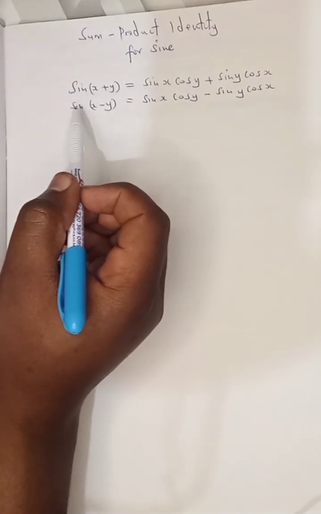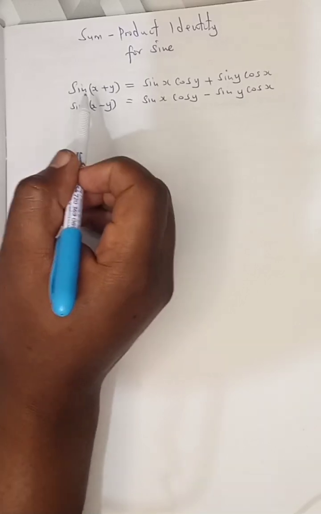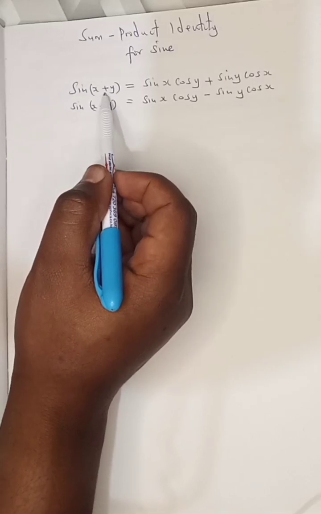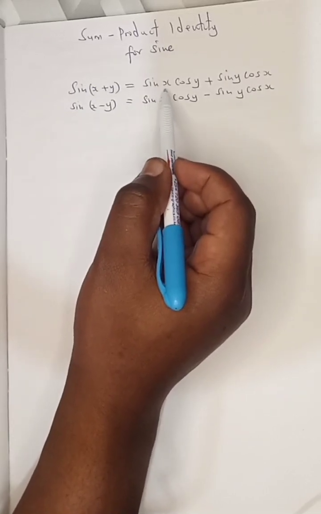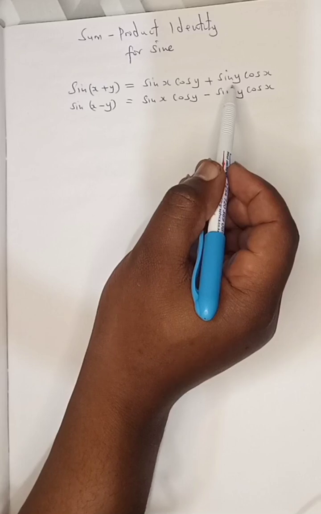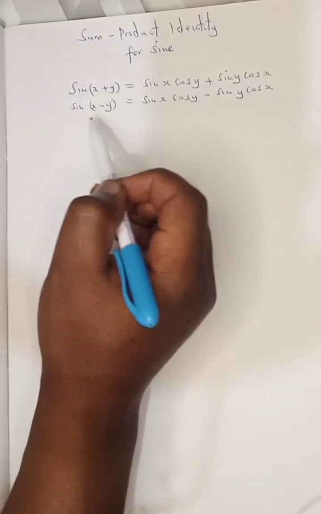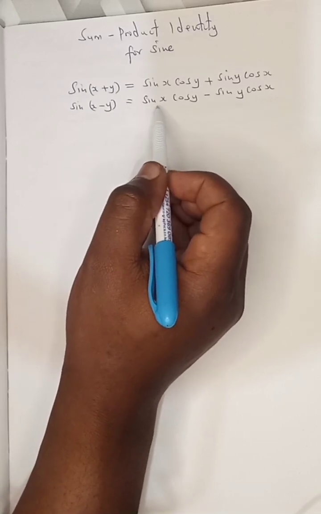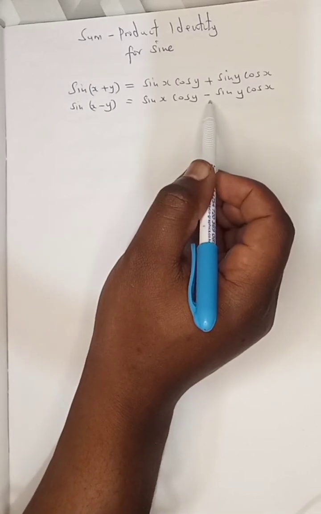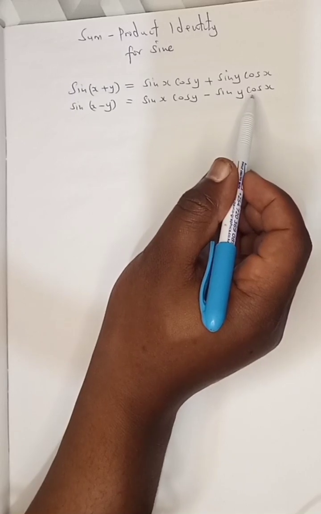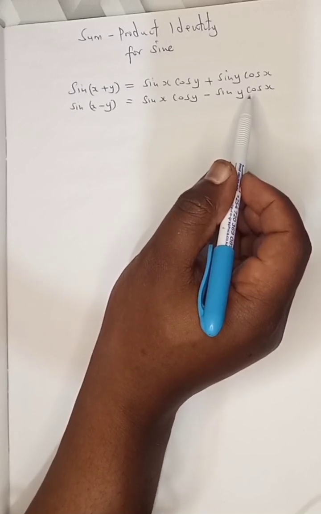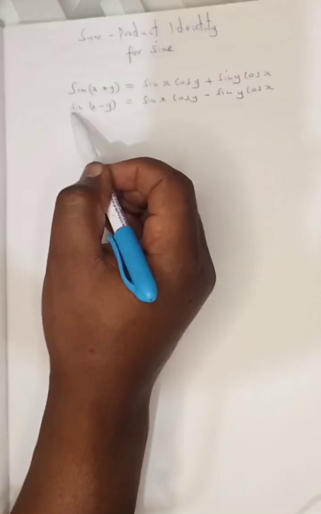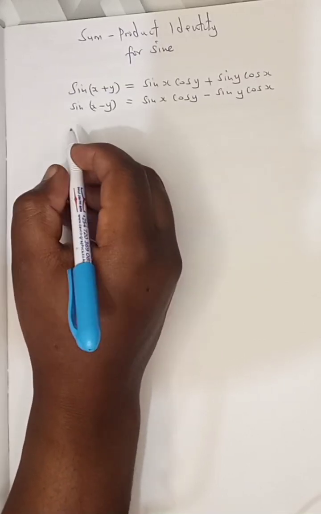To prove the sum product identity for sine, we are going to consider two identities, which are written here below. The first identity we are going to consider is sine of x plus y equals sine x cosine of y plus sine y cosine of x. Another one is sine of x minus y equals sine of x cosine of y minus sine of y cosine of x. So the first step is to add this plus this. Let's add and see.